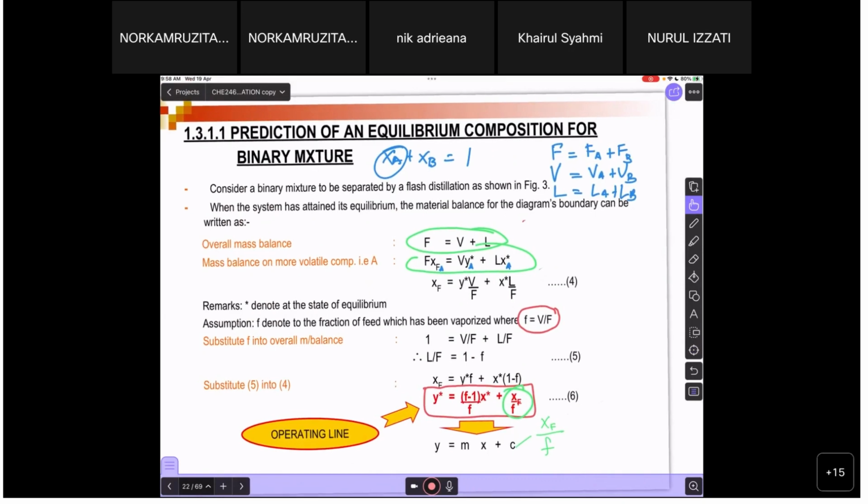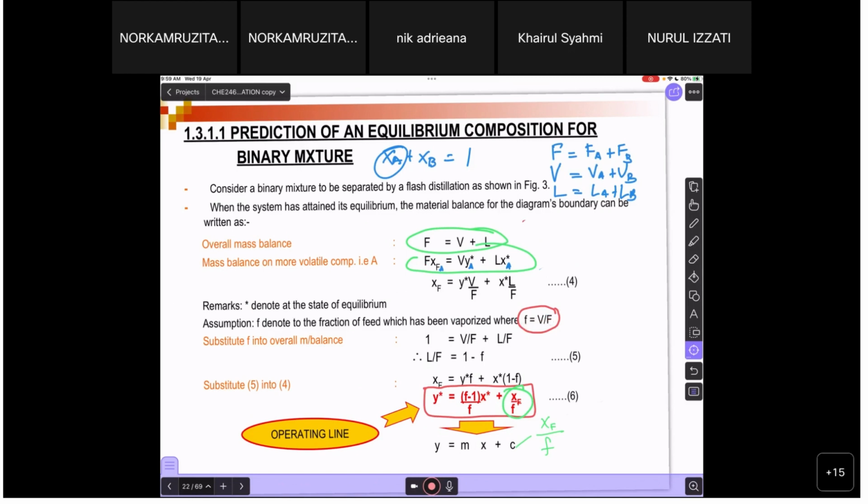So I just remind you a little bit. For flash distillation, this is the overall mass balance. This is the component mass balance. You're dealing with A, so you can just put XFA, YA, LXA. Whatever it is, you should know how to find the small f here. Small f is determined by the ratio of vapor over the feed. So the flow rate of vapor, you divide by the feed, you get the small f.